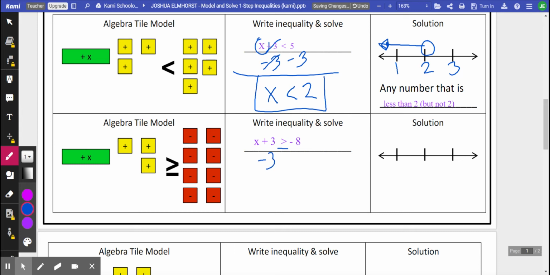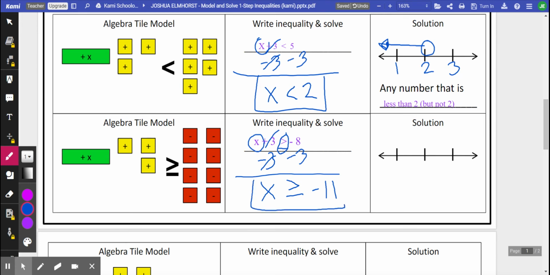Positive 3, the opposite would be subtracting 3 to cancel. So that's going to cancel, and then we've got x, then our symbol, and then our solution. So x is greater than or equal to, and if you have 8 negatives and 3 more negatives, altogether we have 11 negatives. So x is greater than or equal to -11.